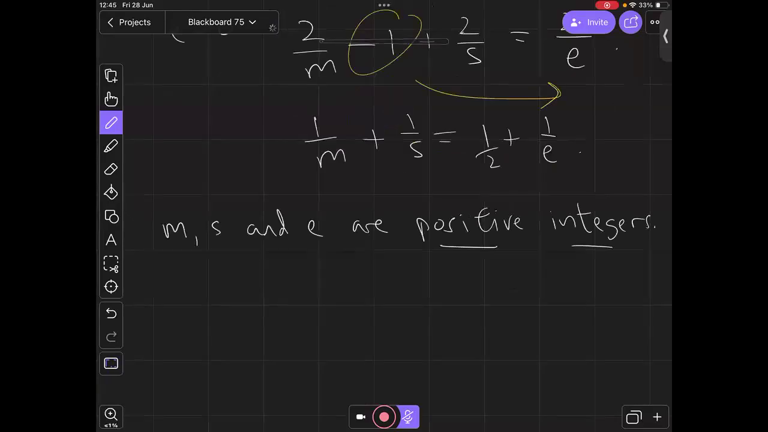Here's what we also know. We know that S has to be bigger than or equal to 3. Yeah? Because S is the number of edges around a face, and the smallest face would be the triangle. Yes? Okay.